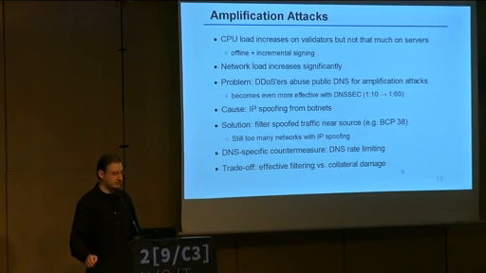However, there are currently way too many networks which allow IP spoofing, and this won't change in the near future. So you have to do some DNS-specific countermeasure because you can't just do nothing. And there is a countermeasure for this, and this is DNS rate limiting. However, there is a trade-off. When you rate limit, it's a question of effective filtering versus collateral damage from doing too much filtering.